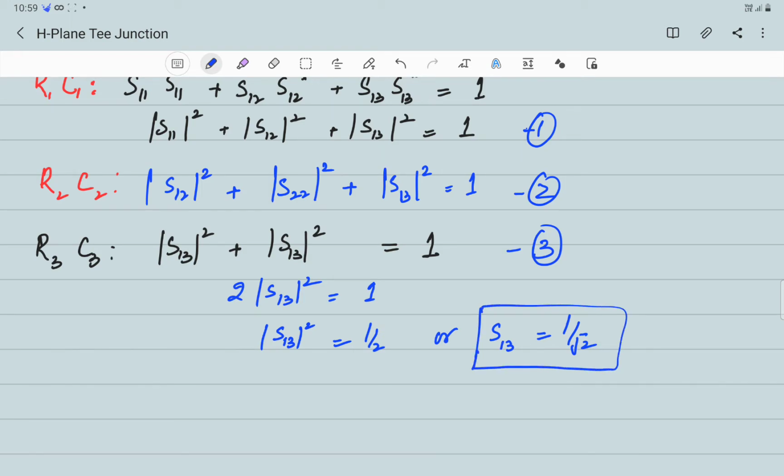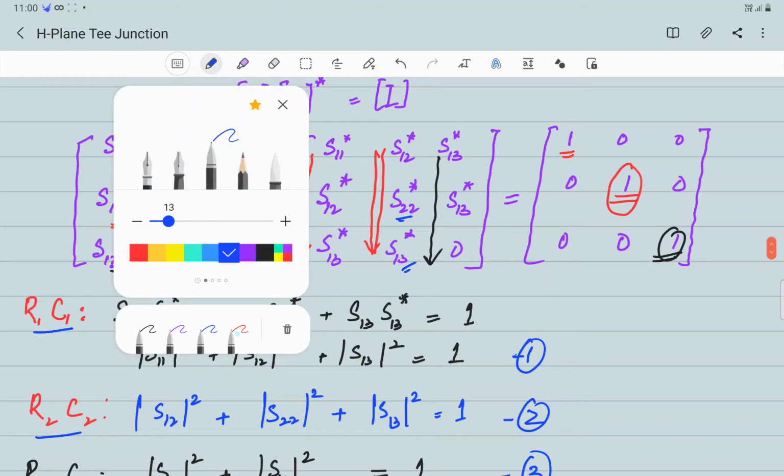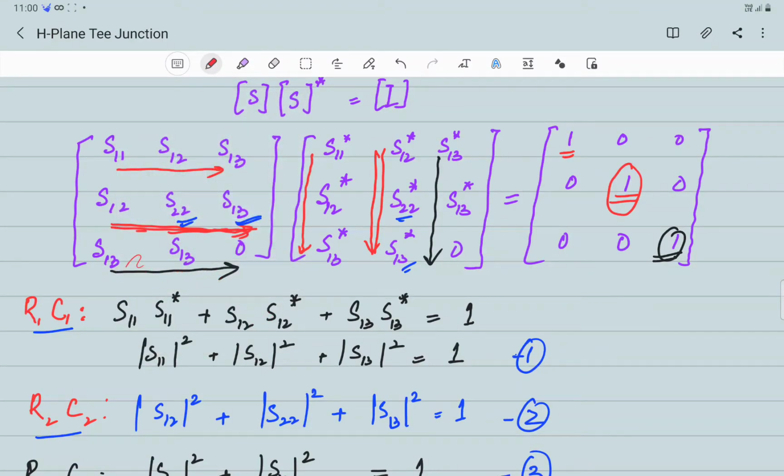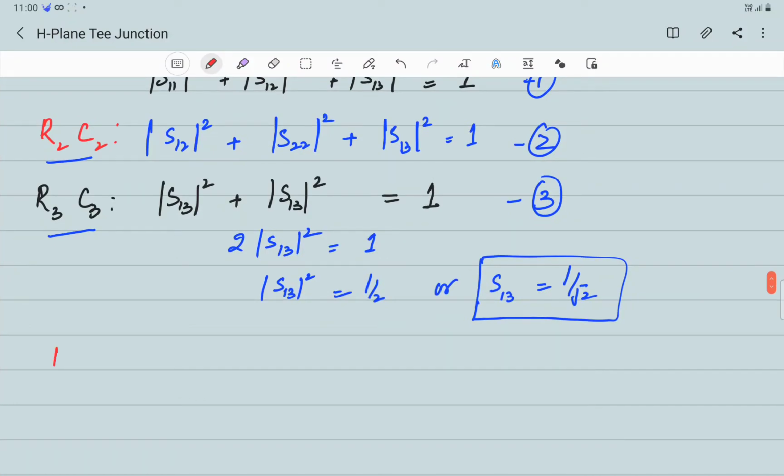So as I said, we have 4 unknowns, we need 4 equations. We have multiplied R1 C1, R2 C2, R3 C3. Now if I, for example, multiply R3 with column 1, so I multiply this row 3 with column 1. In this case, I'll get a non-diagonal element, in this case a 0. So multiplying row 3 with column 1.